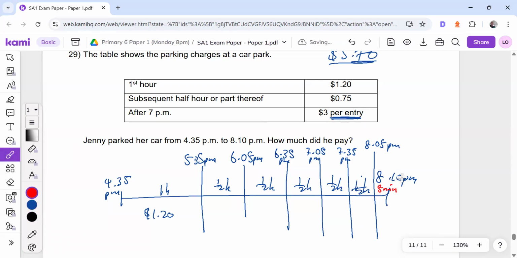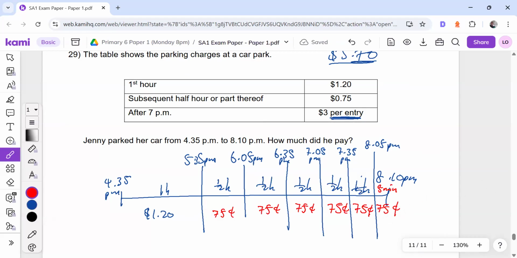So 5 minutes is your part thereof. So every half an hour, you pay 75 cents. Now, when you do all this on paper 1 or even paper 2, do you know that these are your method marks? The teacher can see clearly and give you the marks, right? Okay, so for your part thereof, you still have to pay 75 cents.